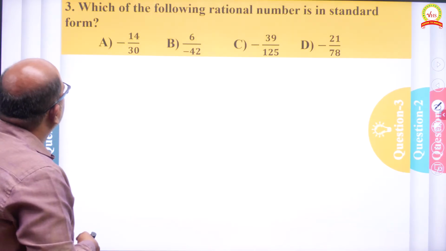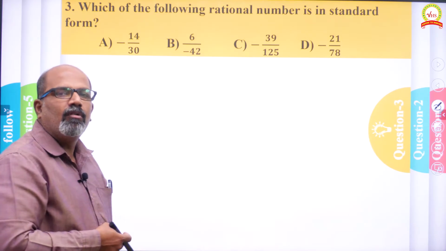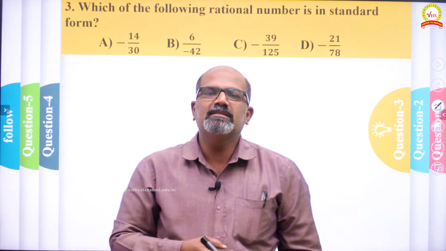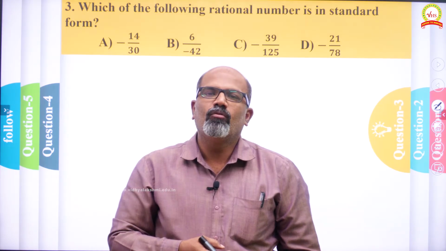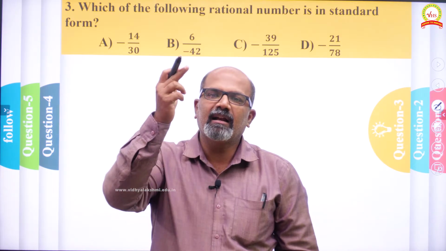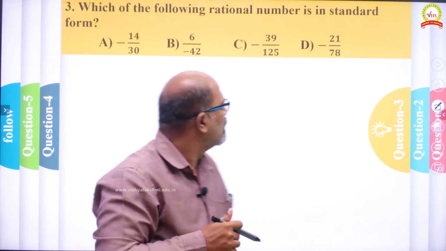Then in the third question you can see: which of the following rational numbers is in standard form. What is the standard form of a rational number? Two rational numbers are said to be in standard form only when they have 1 as the common factor between the numerator and the denominator. Is it not? Yes.